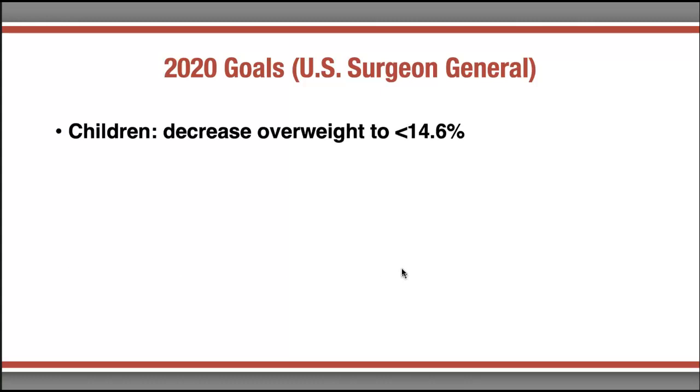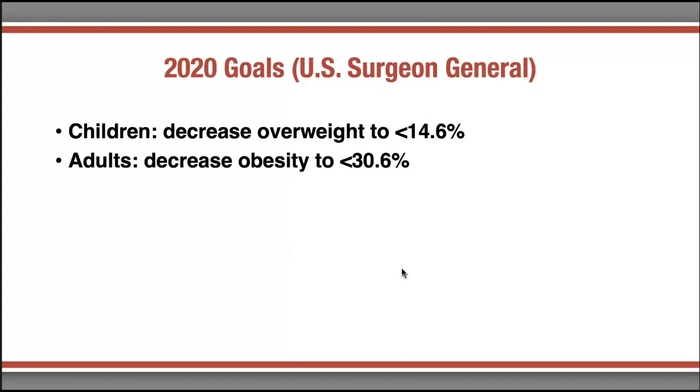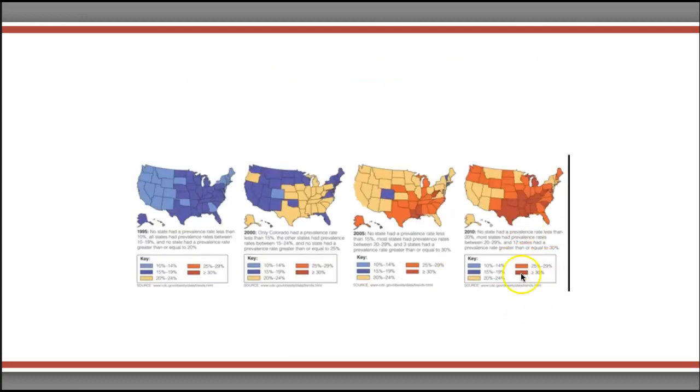So in 2020, the U.S. Surgeon General's goal was to get children to decrease their overweight to less than 15%. Well, they're over 30 right now, so they have a long way to go. For adults, they want that to be below 30, so that on this lovely map, as a whole, we are not all red.